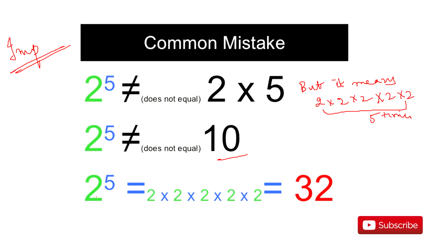But 2 to the 5 times, now 2 to the 4, right? 4 to the 8, 8 to the 16, 16 to the 32. So the correct answer will be 32. So that means you have to never multiply 2 5s are 10, right? So it is power, the exponent means number of times that digit has appeared.